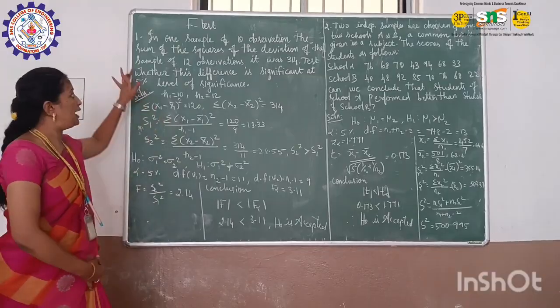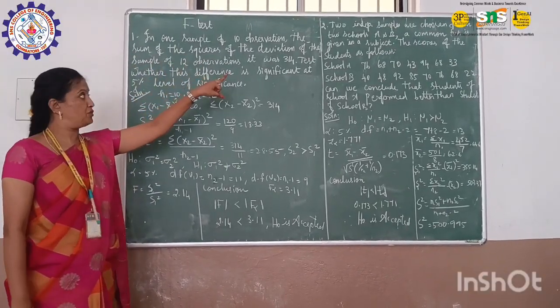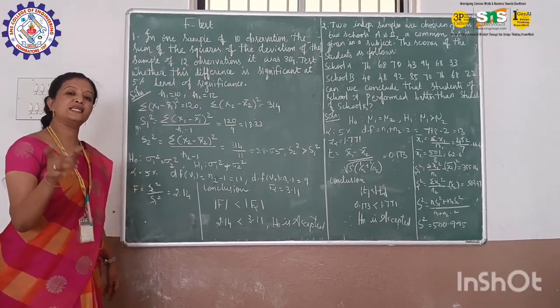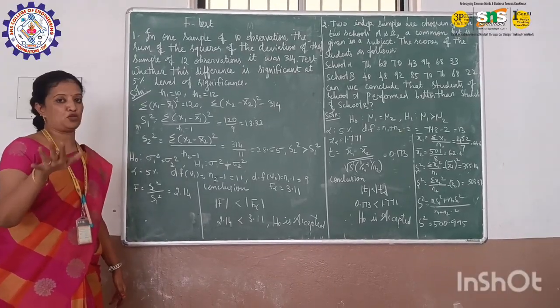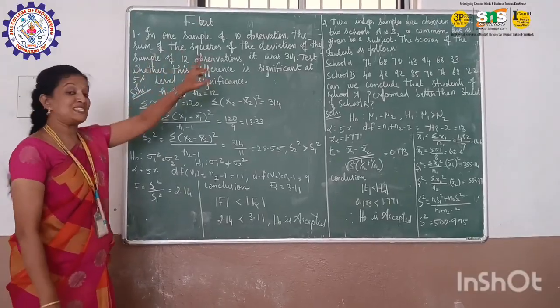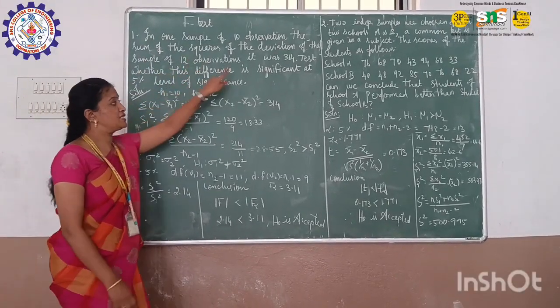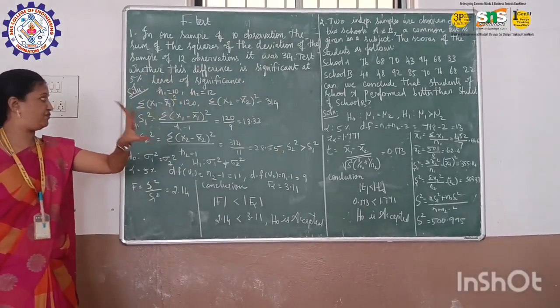To make it simple, I have taken a question. In one sample of 10 observations, the sum of the squares of deviation. When you say sum of squares of deviation, it means x1 minus x1 bar the whole square. That is the sum of squares of deviation. So it is directly being given. For a sample of 10 observations, it is 314. Test whether this difference is significant.